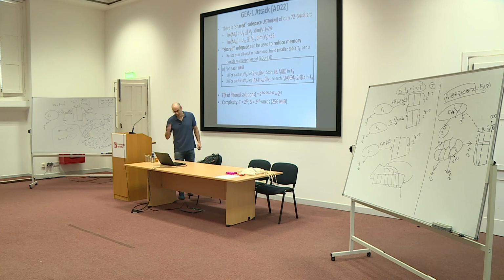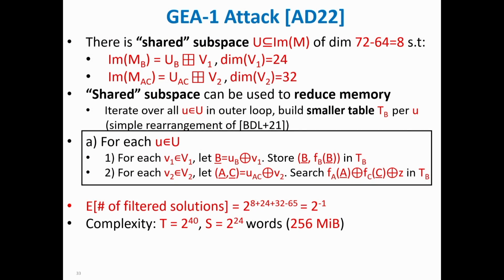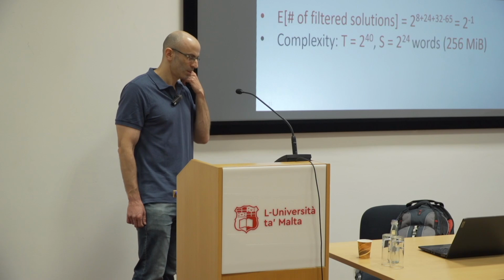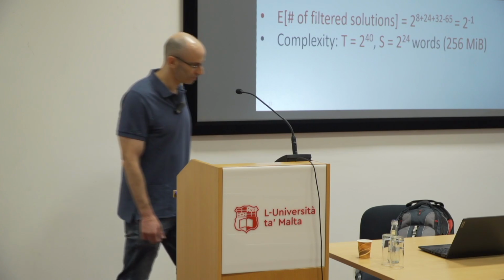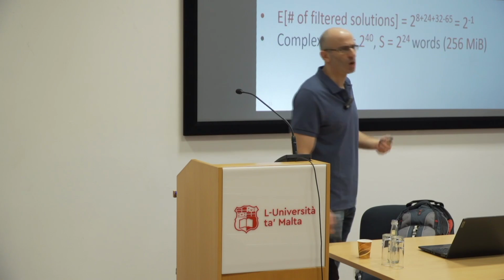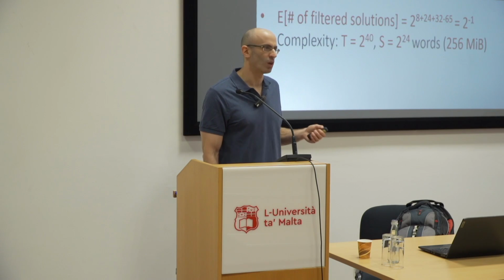So the time complexity is 2 to the 40. It remains 2 to the 40 because the heavy step is here. It's 2 to the 32, and we do it 2 to the 8 times, so time complexity 2 to the 40. And the space is reduced to 2 to the 24 words, which is 256 megabytes, basically. Now we want to get a bit greedy. We want to actually reduce the memory further.